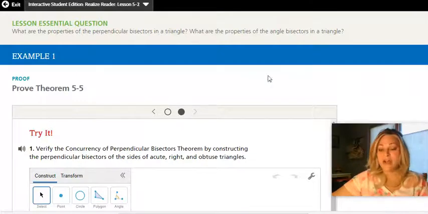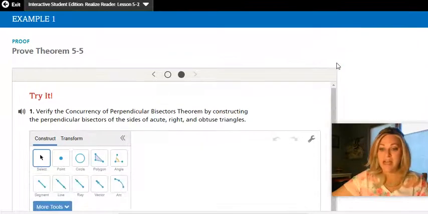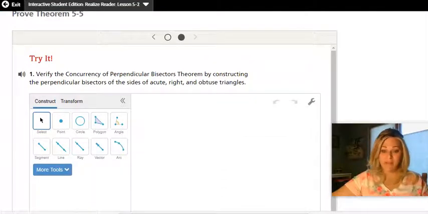So let's try this. We're actually going to do this. If you have a compass and a paper, you can do this with compass and paper. In fact, I recommend getting used to those. If you don't have a compass and paper, it's not a big deal because you can do this online.